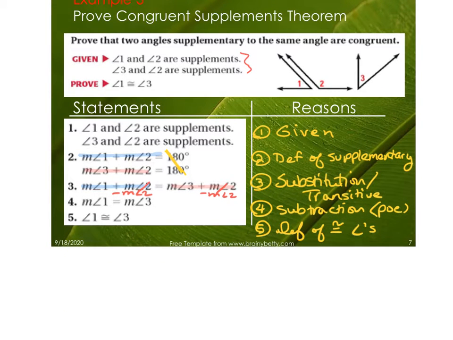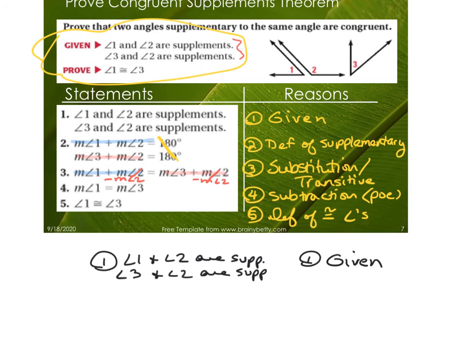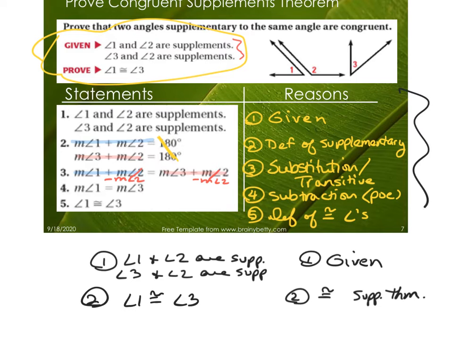Now, if you were given this and asked to prove this, since we have this theorem now, you could do it in 2 steps. So step number 1 would be angle 1 and angle 2 are supplements. Angle 3 and angle 2 are supplements. That was given. And then you can go right to your proof statement that angle 1 is congruent to angle 3. And the reason would be the congruent supplement theorem. So instead of having to do all this, because we now have this theorem, we can do it in 2 steps.